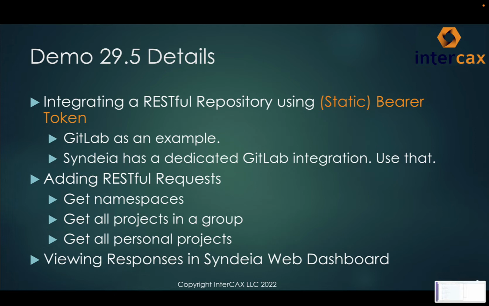This demonstration only serves as an example to show you how to integrate any RESTful repository that requires a static bearer token in the Syndeia Cloud web dashboard. We'll show you how to add RESTful requests to get namespaces, get all projects in a group or a namespace, and get all personal projects, and viewing those responses in the Syndeia web dashboard. With that, let's dive into the demo.